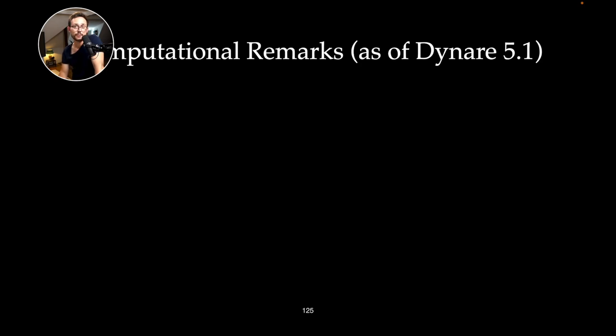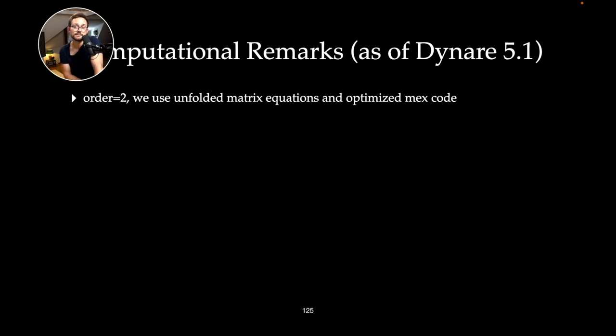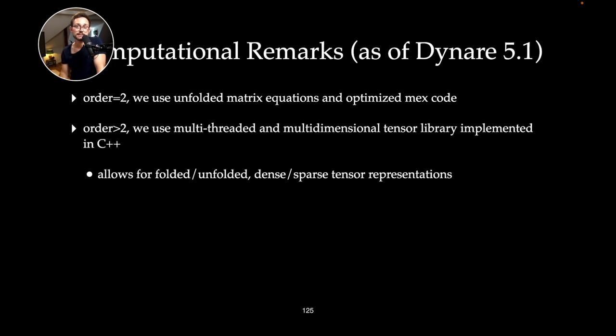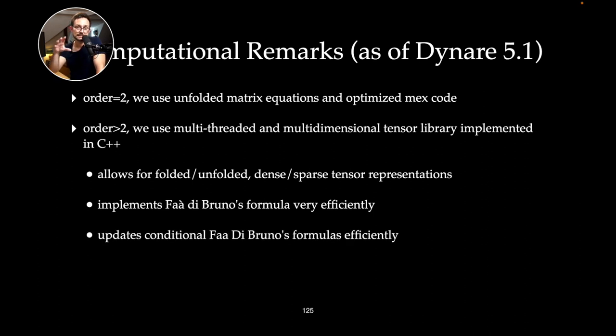Now some slight computational remarks. At order 2, as of Dynare 5.1, we use those unfolded matrix equations and optimized mex code to compute Hessian times Kronecker products, which is faster than using the tensor library at second order. Now for orders greater than 2, you can get the perturbation approximation for any order in Dynare. We use a very specialized and optimized multi-threaded and multi-dimensional tensor library, which is implemented in C++. This allows for unfolded and folded matrices and tensors, and dense and sparse representation of tensors. It basically implements Faà di Bruno's formula very efficiently, does this conditional Faà di Bruno formula, and updates once I've computed the term very efficiently.